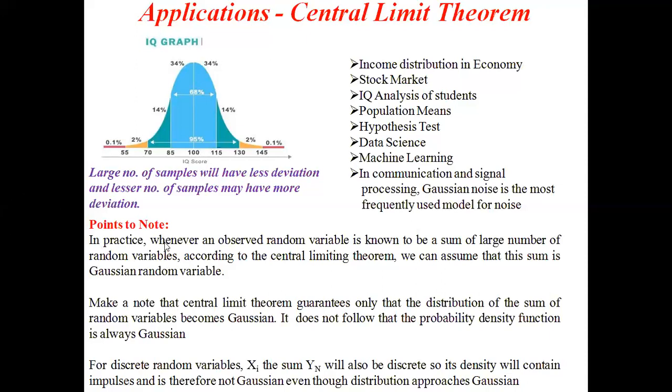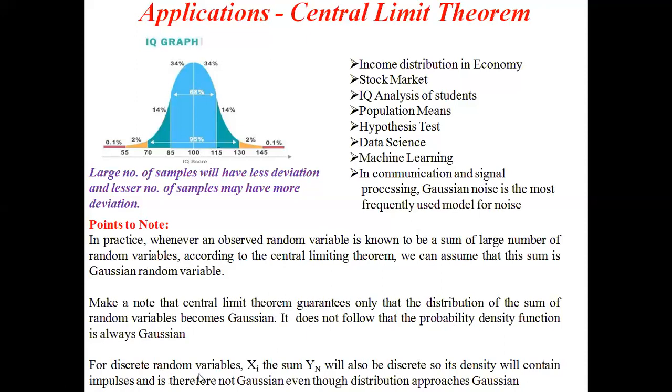Points to note. Whenever an observed random variable is known to be a sum of a large number of random variables, according to central limit theorem, we can assume that the sum is a Gaussian random variable. That is, you can confidently say that if any function is the sum of a large number of random variables, it takes the shape of a Gaussian. Moreover, central limit theorem guarantees only that the distribution of the sum of random variables becomes Gaussian, but it does not always guarantee that the probability density function is Gaussian.